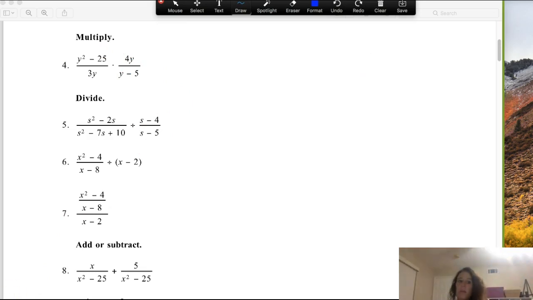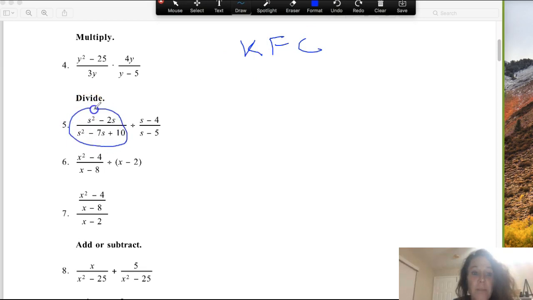Okay, so number 5. Let's look at number 5. s squared minus 2s over this trinomial, divided. So we're dividing now. Remember, when you divide two fractions, this is just old school fraction dividing. Keep, flip, change. KFC. Keep the first fraction, flip the second fraction, change the divide to multiply. Remember chicken when you're dividing fractions. The same with polynomials.